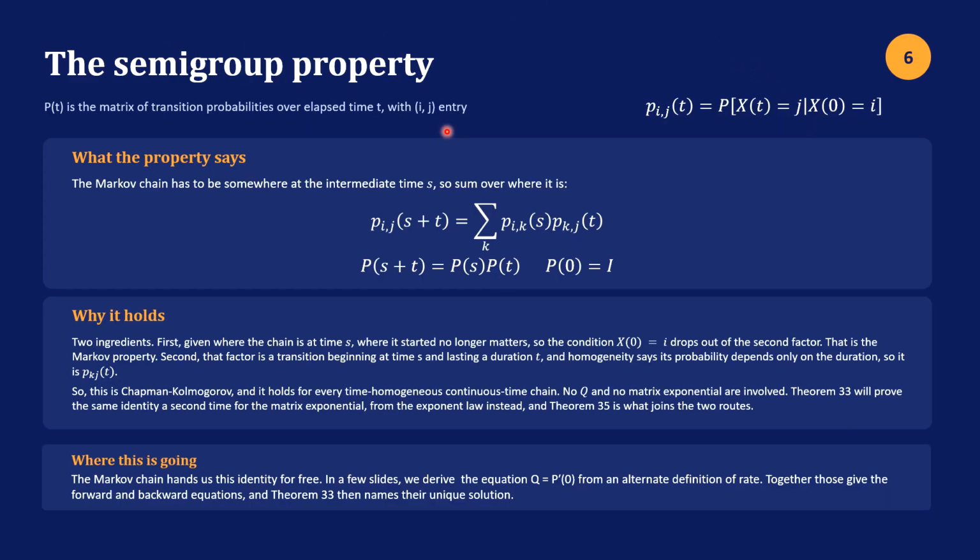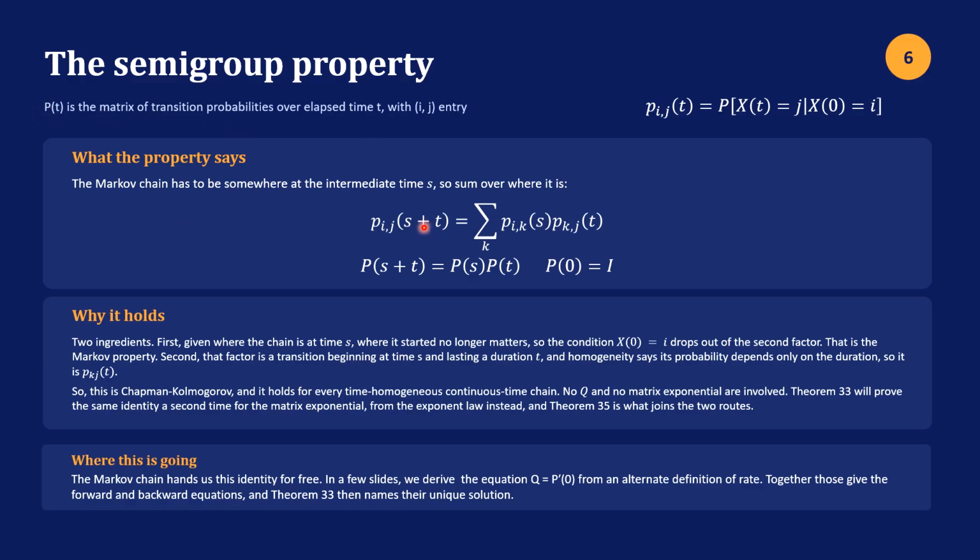Well, in this slide, I want to talk about the semigroup property. First, you need to define P of T. It's the matrix of transition probabilities over elapsed time T. And each entry ij is given by this notation here: the probability of starting in state i at time 0 and being in state j at time t. Eventually, we'll relate this transition matrix to our matrix Q that we talked about earlier. But first, we need a little bit of information on this matrix.